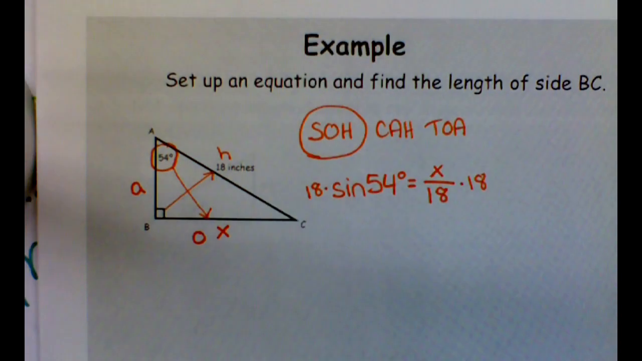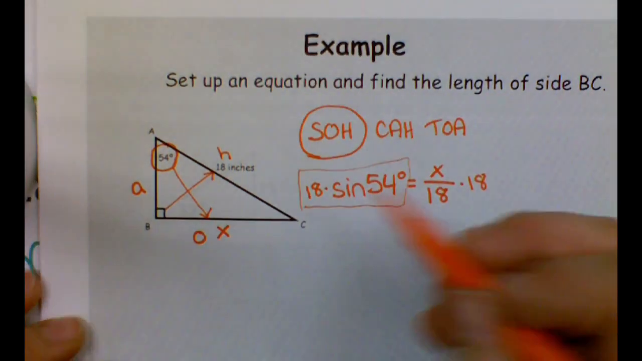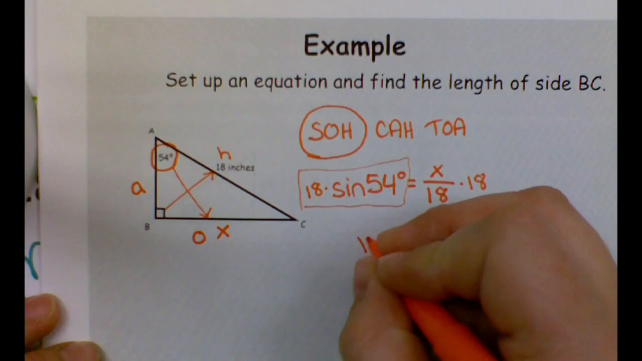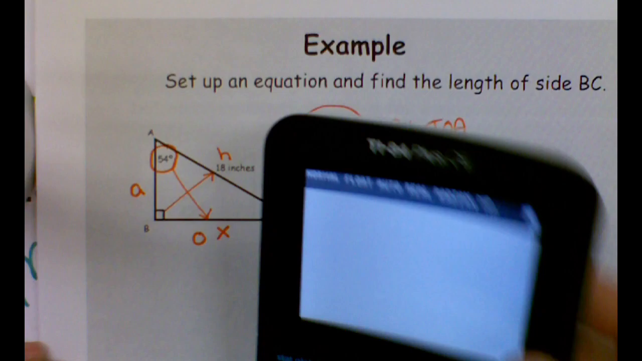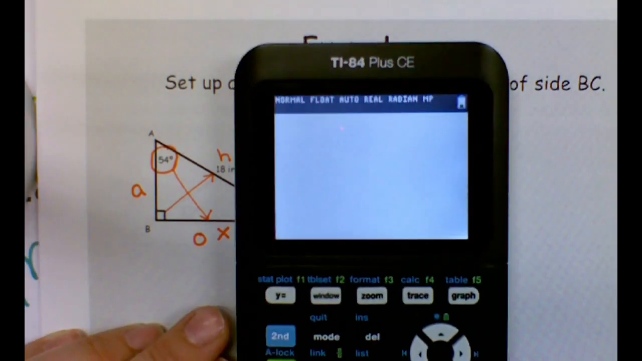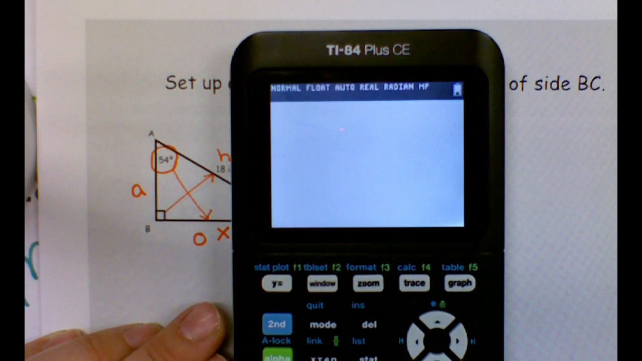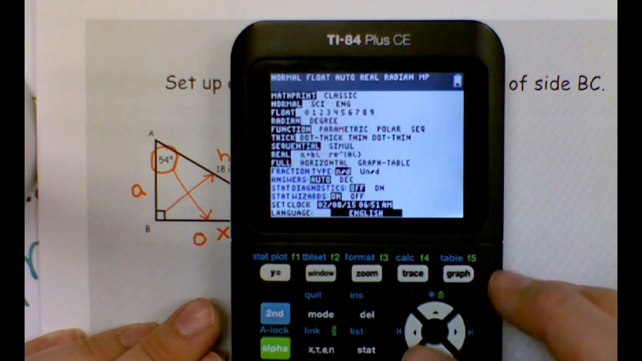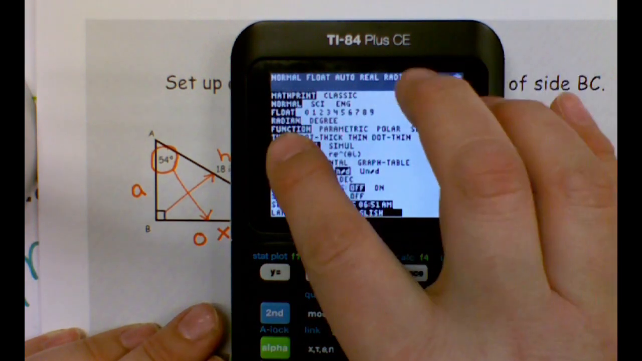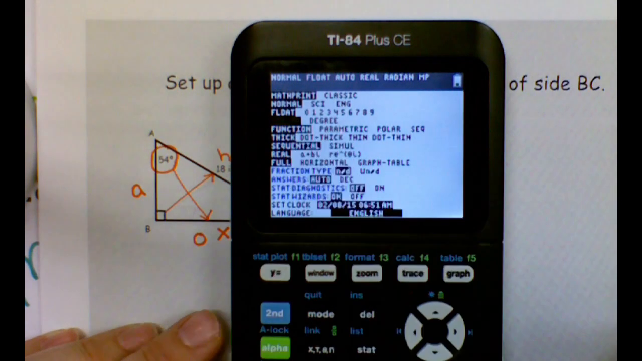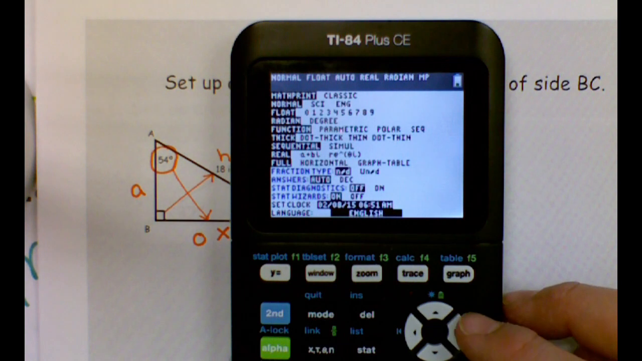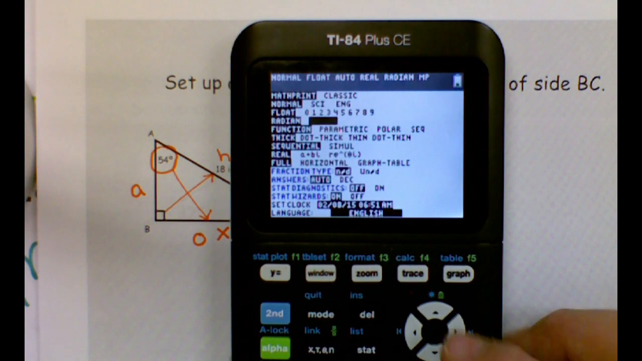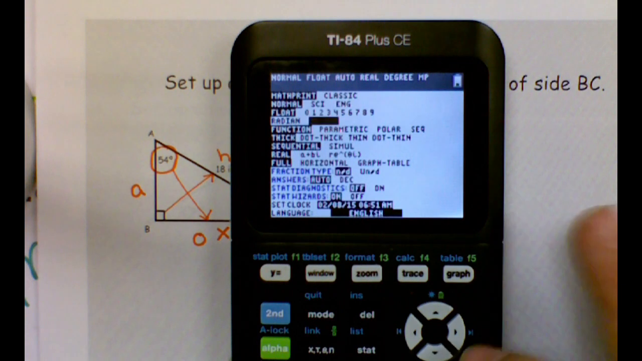And now I type this in my calculator. Into my calculator, I'm going to type 18 times the sine of 54 degrees. There's a couple important things you have to do to get this answer. So we take our calculator. The first thing is to make sure that your calculator is in degrees mode. So right here, you have a mode key. Click that. The third thing down says radian or degree. Right now, my radian is blackened, which means I'm in radian mode. That's a different way to measure angles, and that's not what I want. Use the over arrow to degree, press enter. Now I'm in degree mode.